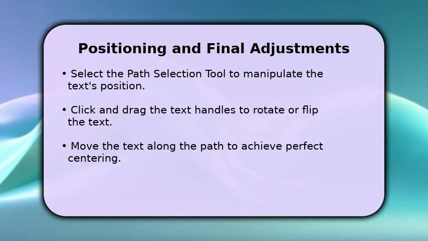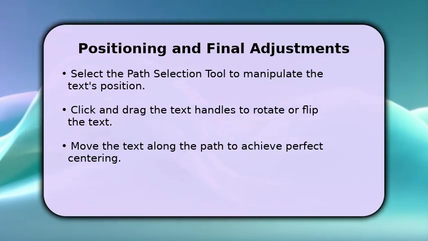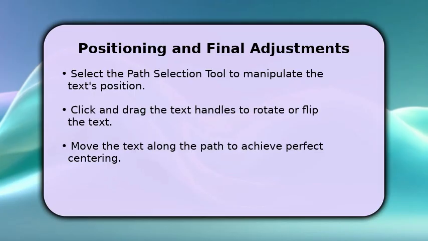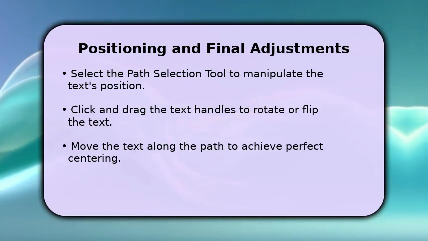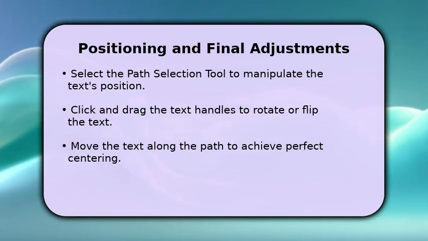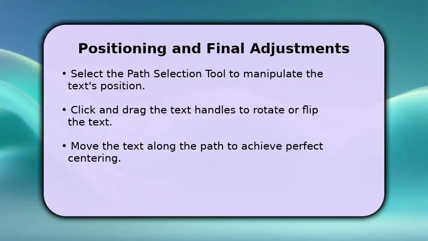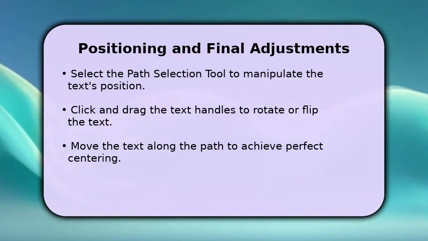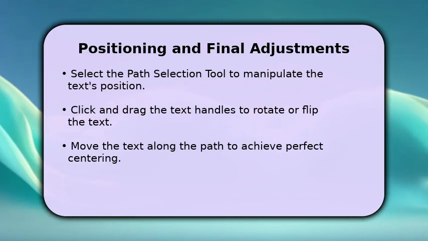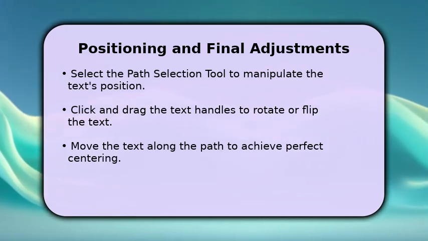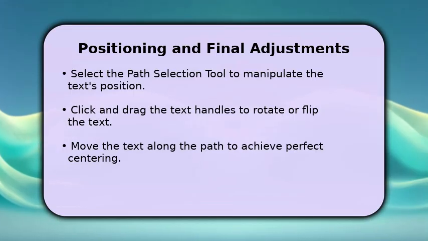Finally, let's perfect the positioning of your circular text. Switch to the Path Selection tool. You'll see small handles appear on your text. Click and drag these handles to rotate the text around the circle or even flip it to the inside or outside. You can also drag the text itself along the path to center it precisely. Once you are satisfied with the placement, simply hide the path layer in the Layers panel for a polished, professional look. Your circular text is now complete.